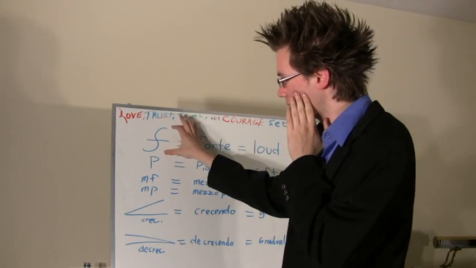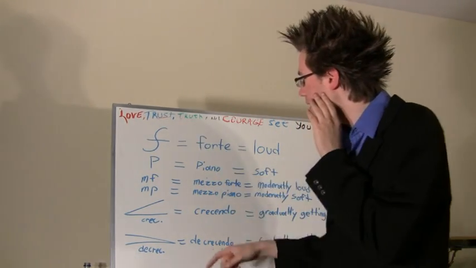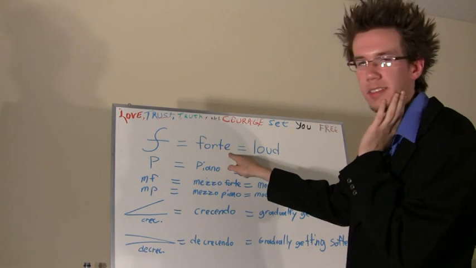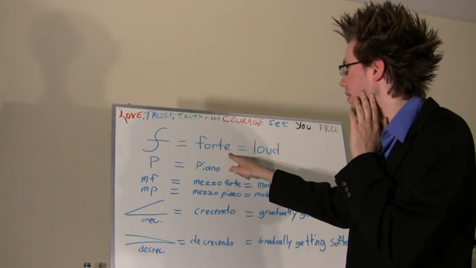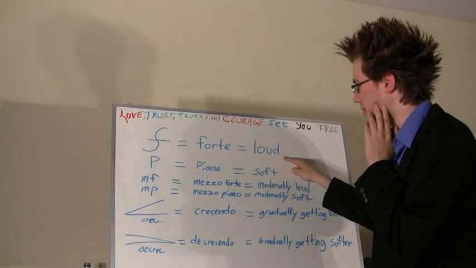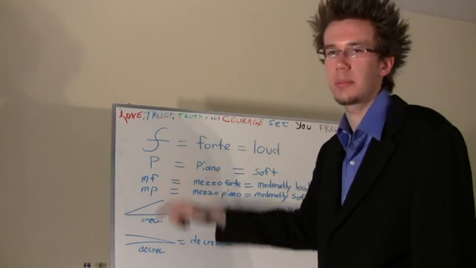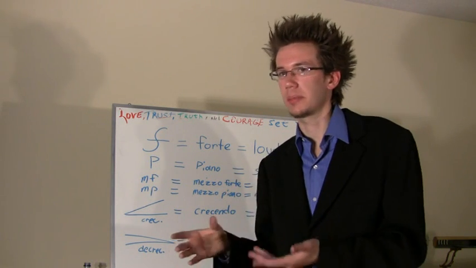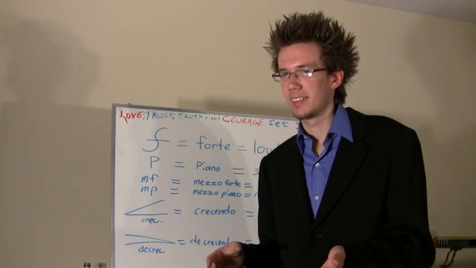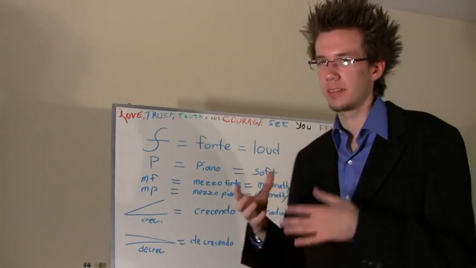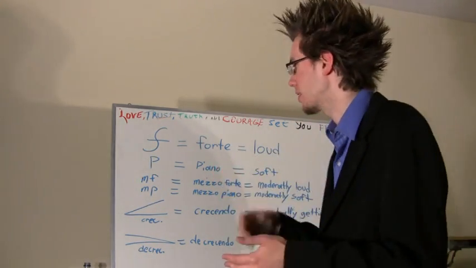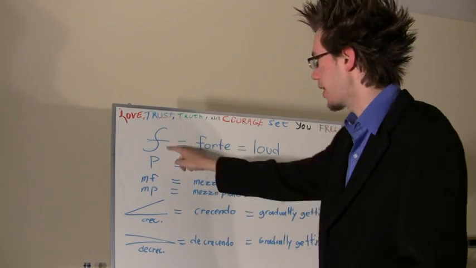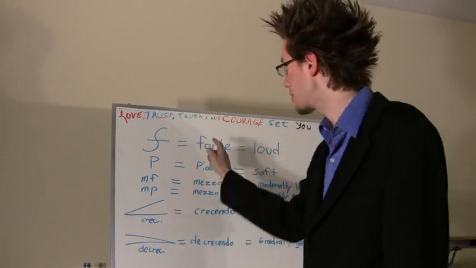Whenever you see F, you're going to play forte. Well, what does that mean? Well, translated, that means loud. So whenever you see F written on the music, you're going to play loudly until it says not to play loudly, until you get to another letter that tells you something else. So F is forte, which is loud. Forte is loud.